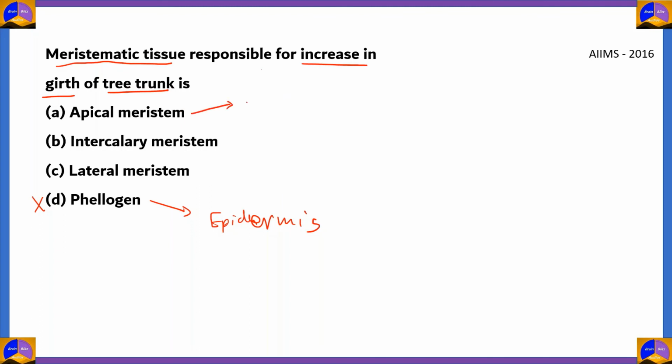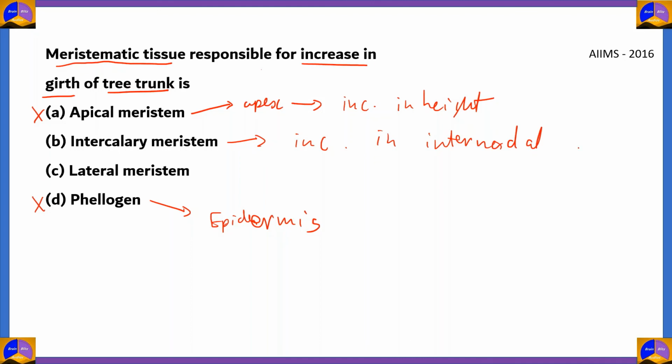Apical meristem is present at the apex and it gives increase in height of the plant. So option A is incorrect. Option B, intercalary meristem, gives increase in internodal length. Option B is incorrect. And the right answer is option C, that is lateral meristem. Lateral meristem gives you the increase in girth of the tree trunk.